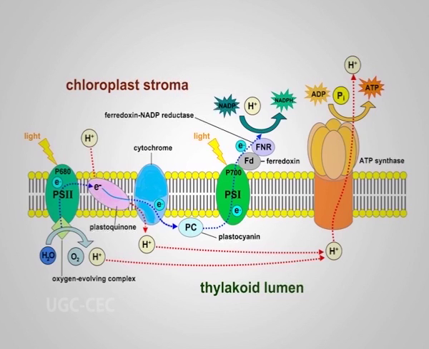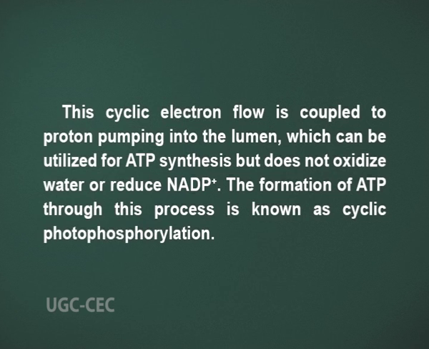The Q cycle that is included in this cyclic electron pathway results in proton translocation in thylakoid membranes and thus contributes to the electrochemical gradient that drives ATP formation. This cyclic electron flow is coupled to proton pumping into the lumen, which can be utilized for ATP synthesis but does not oxidize water or reduce NADP+. The formation of ATP through this process is known as cyclic photophosphorylation. Cyclic electron flow is especially important as an ATP source in the bundle sheath chloroplasts of some plants that carry out C4 carbon fixation.